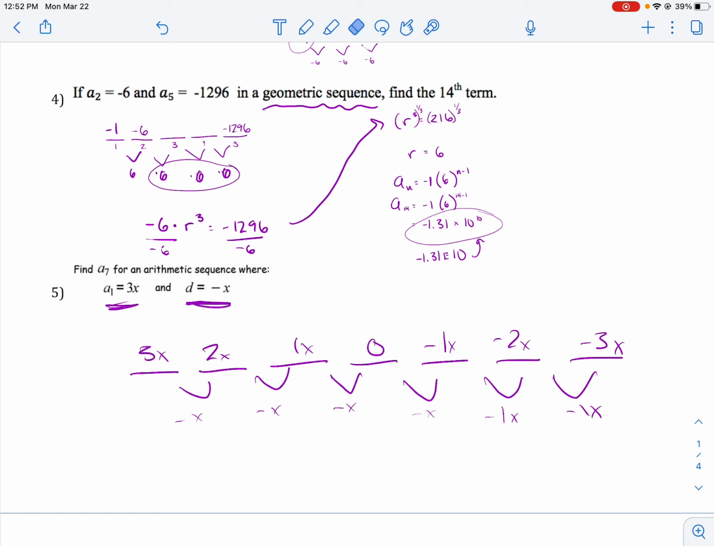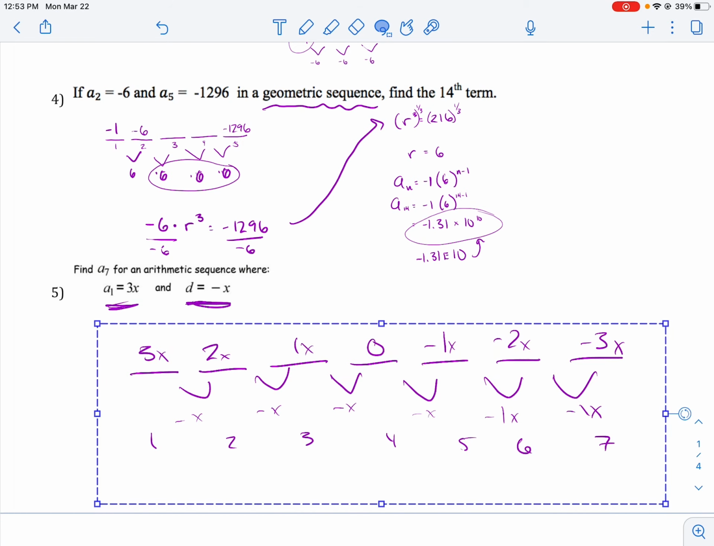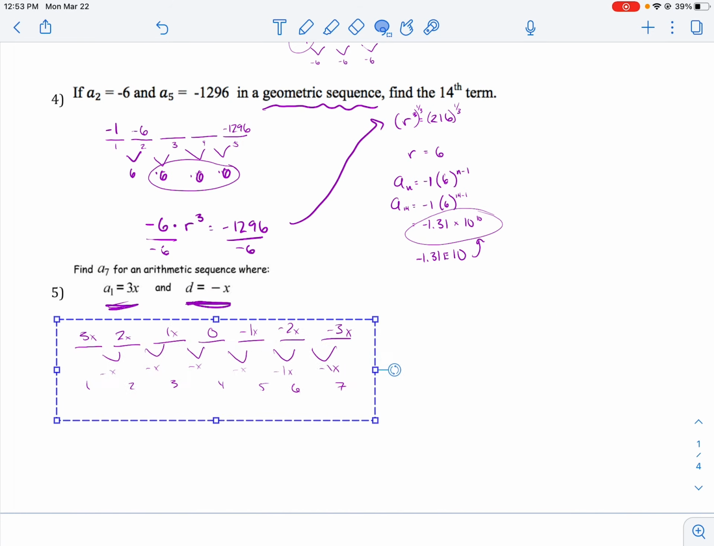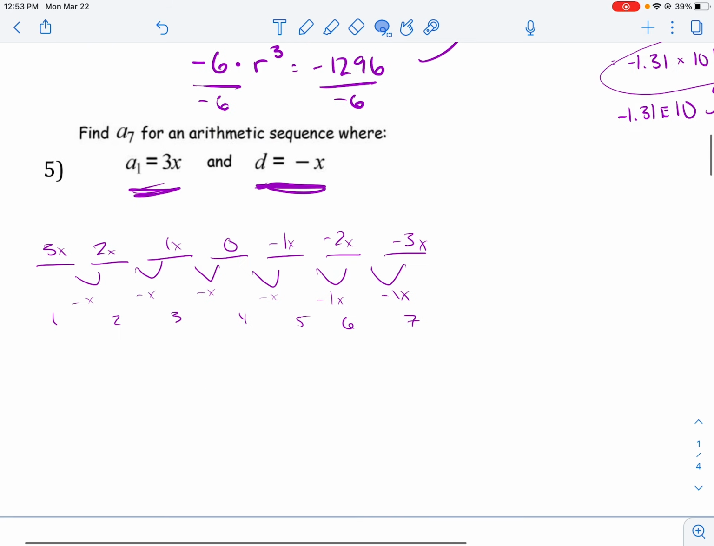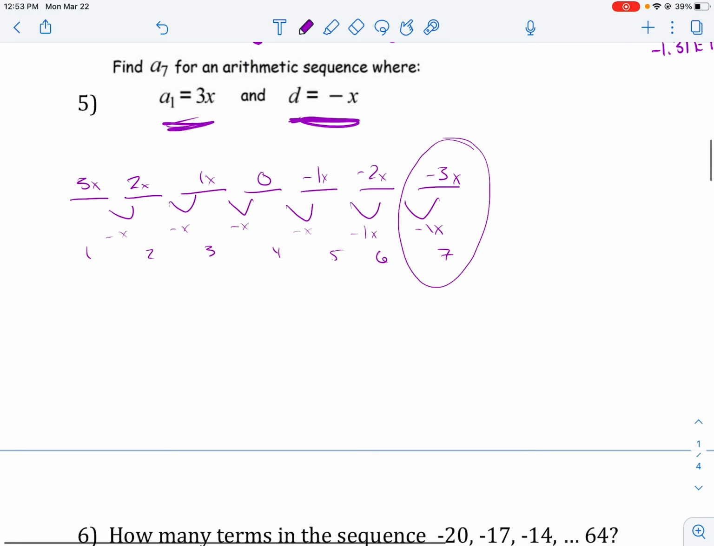Okay? So that technically would be our 7th term, right? This is first term, second term, third term, fourth term, fifth term, sixth term, and 7th term. Okay? So we're not going to do it that way, right? But as you can see, our 7th term should be a -3x. So let's see if that's how it plays out.